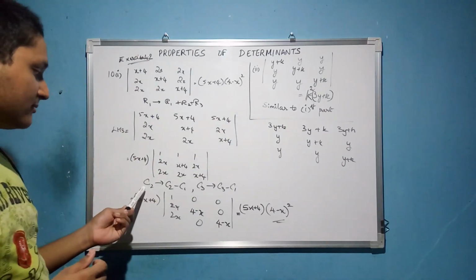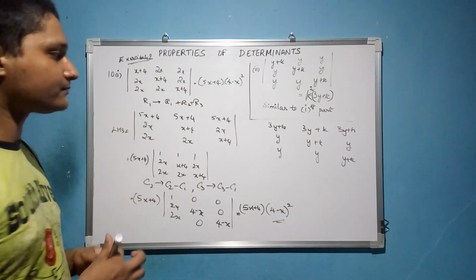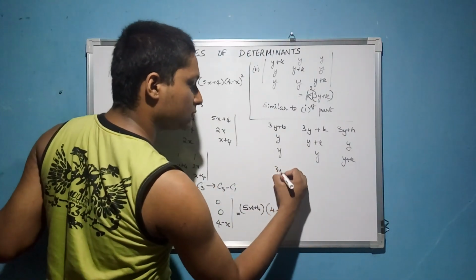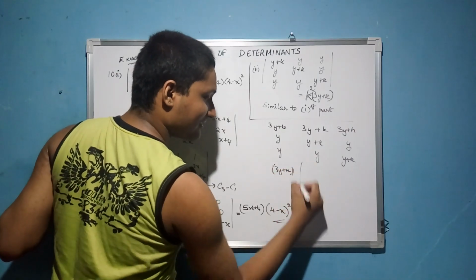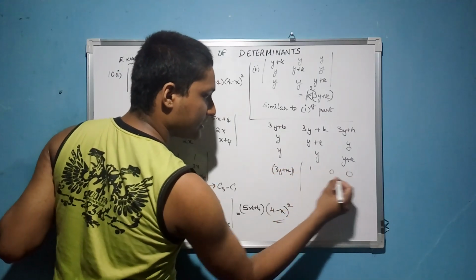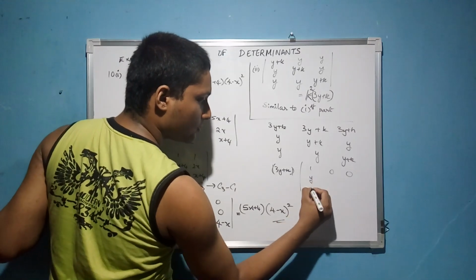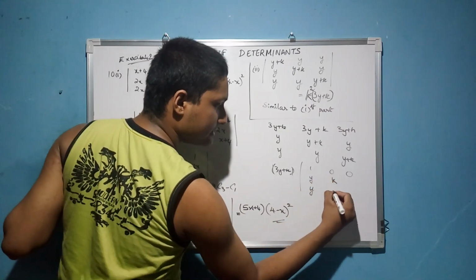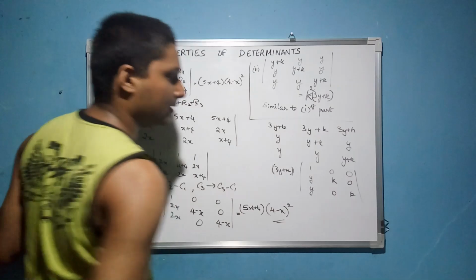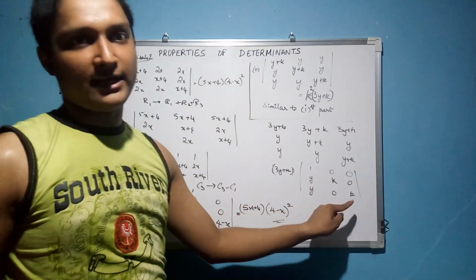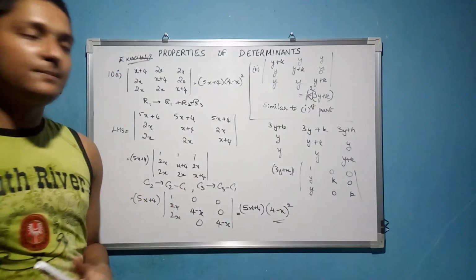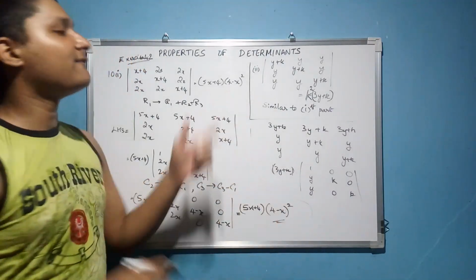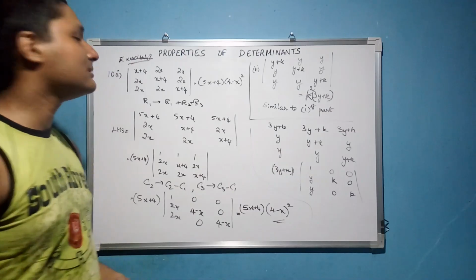Then we are going to use the same thing, that is c2 minus c1. If we use c2 minus c1, we are going to get 1 0 0, then y is here itself, then k, then 0 0 k. Again for finding the determinant, we'll get this is equal to k square. So k square into 3y plus k is going to be the answer for this. That's all about the 10th question.